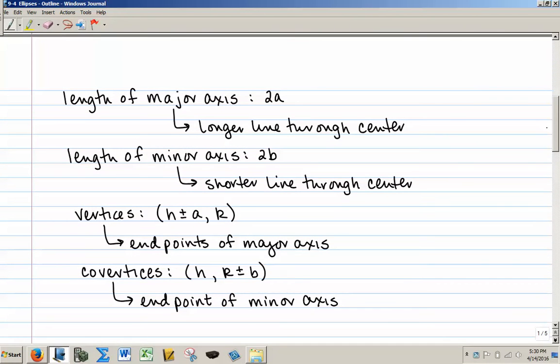The length of the major axis, and that's a horizontal line that goes through the center, is going to be 2 times whatever a is. The length of the minor axis, which is going to be a vertical line that goes through the center, is going to be 2 times b. And the vertices, which are the endpoints of the major axis, are going to be at (h plus or minus a, k). And the co-vertices, or the endpoints of the minor axis, are going to be at the point (h, k plus or minus b). And actually, you don't have to memorize those. We're going to graph it, and you'll see how it works out.